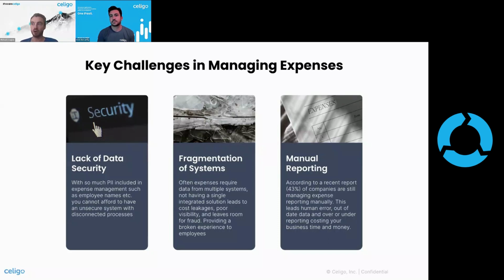Fragmentation in systems, right? So often we're trying to corral and source a lot of data from a lot of different systems across the organization in order to input it for expense management. And this really leads to a lot of issues. Some of them are cost leakages. Some are poor visibility into who's spending what, where, and why they're doing those things as it relates to the company. But it also provides a broken experience.